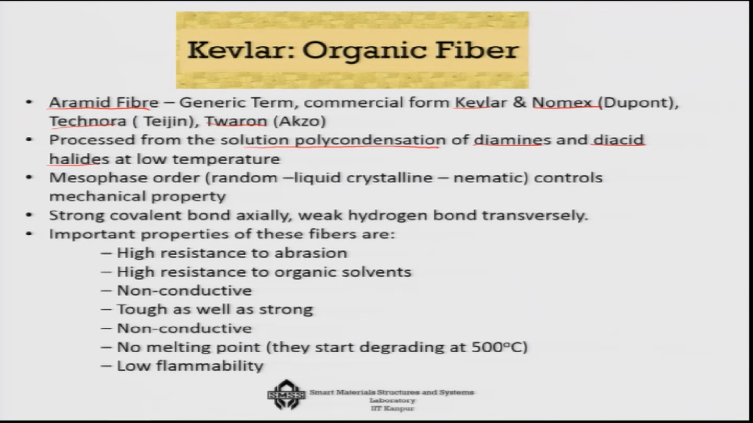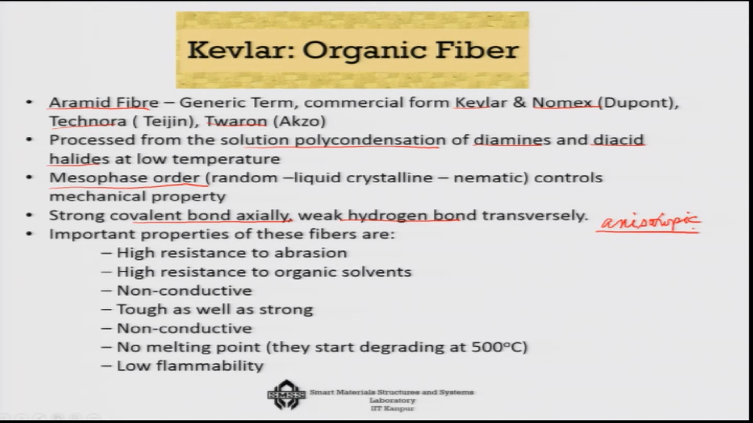So, the temperature is low. That way it is easier or less expensive to fabricate, and they have a mesophase order at low temperature, which is something like a liquid crystalline form, and that is used in terms of alignment of the system in a fibrous form. This kind of polyamide has a high covalent bond axially, but transversely it is weak. So, they are actually anisotropic. To begin with itself, some fibers are anisotropic.